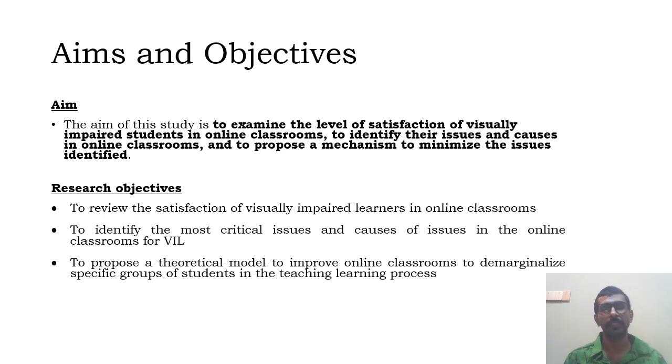Aims and objectives of the study. The aim of the study is to examine the level of satisfaction of visually impaired students in online classroom, to identify their issues and causes in online classrooms, and to propose a mechanism to minimize the issues identified. Research objectives: to review the satisfaction of visually impaired learners in online classroom, to identify the most critical issues and the causes of issues in the online classroom for visual impaired learners, to propose a theoretical method or a model to improve online classroom to demarginalize specific group of students in teaching and learning process.